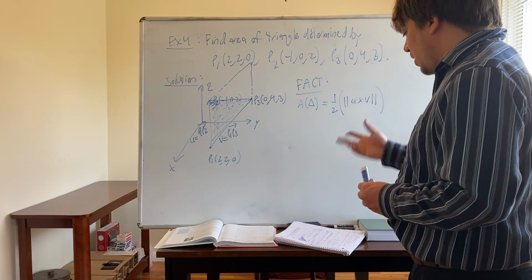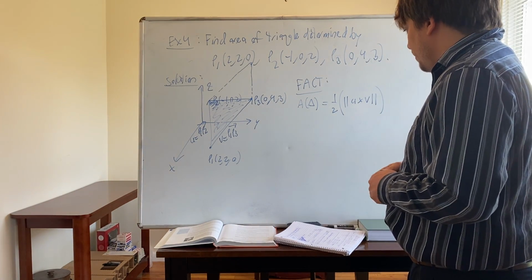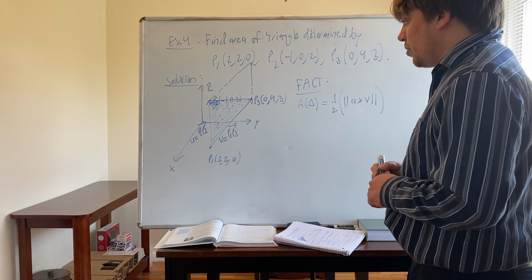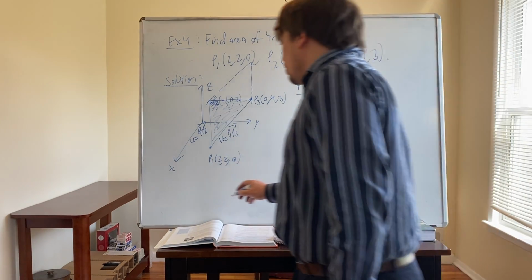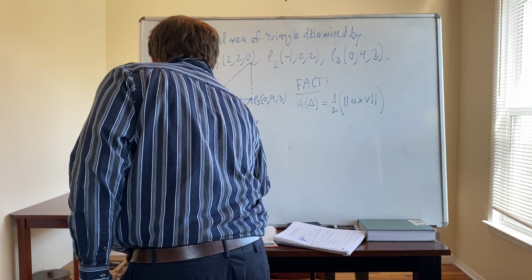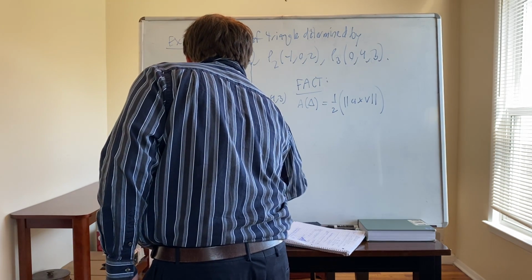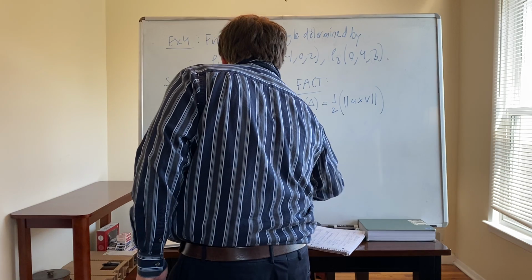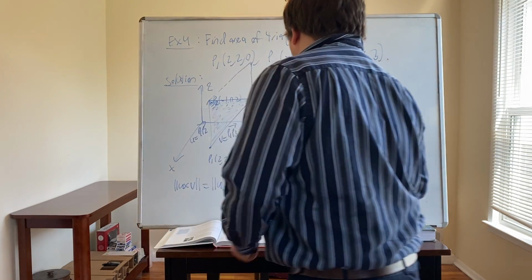And so what we have to do is calculate the norm of those two vectors. And so we know that the norm of u cross v is equal to the norm of u times the norm of v times sine of the angle between them.